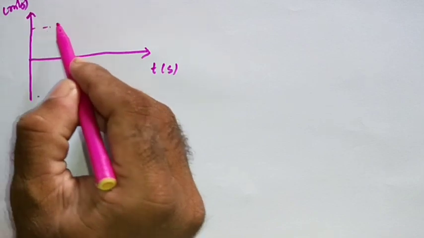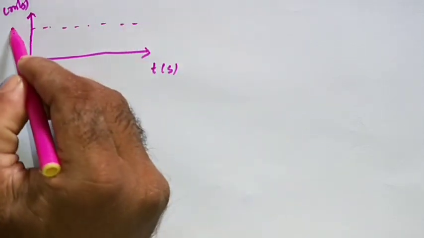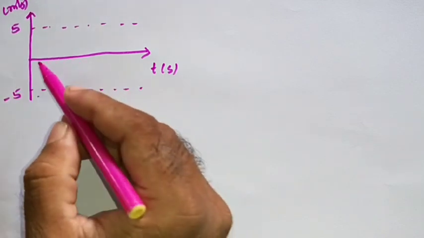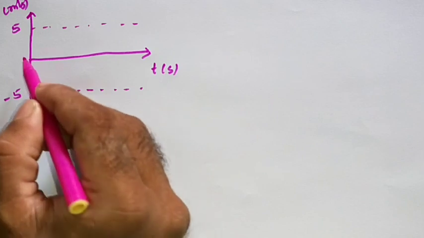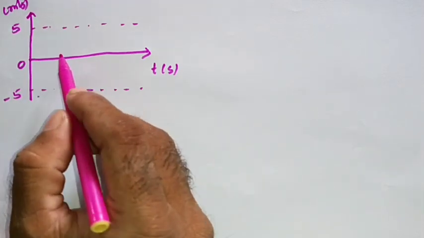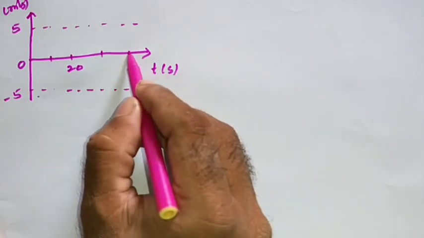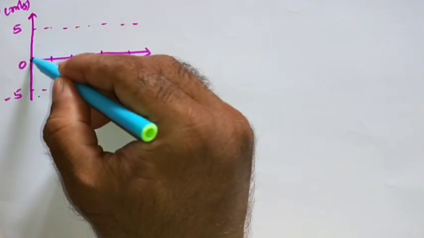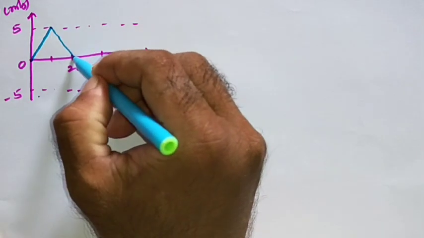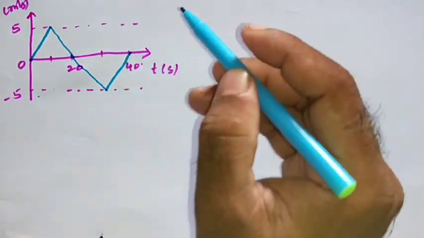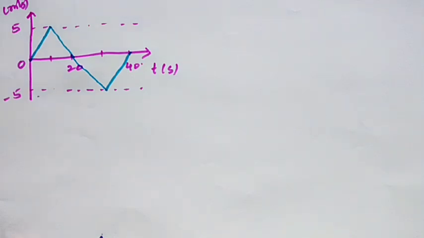Now here it is 5 meter per second, and here it is minus 5 meter per second. Now it is 0. Next 10, 20, 30 and 40. The shape of the graph is given like this. Okay, this is the graph. Clear? Very good. Now what we need to calculate from this graph?